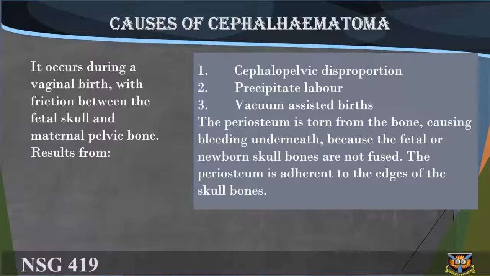Causes: it occurs during a vaginal birth with friction between the fetal skull and maternal pelvic bone. Results from cephalopelvic disproportion, precipitate labor, vacuum-assisted birth. The periosteum is torn from the bone, causing bleeding underneath. Because the fetal or newborn skull bones are not fused, the periosteum is adherent to the edges of the skull bones.